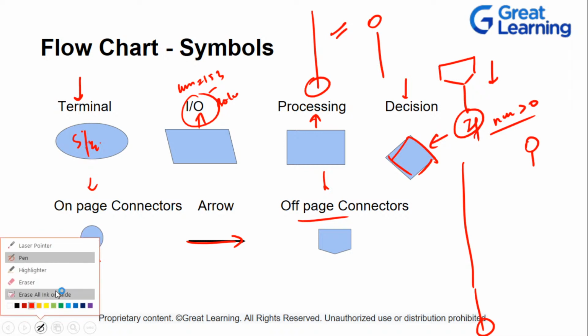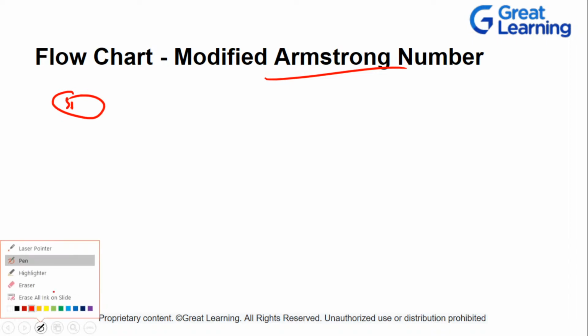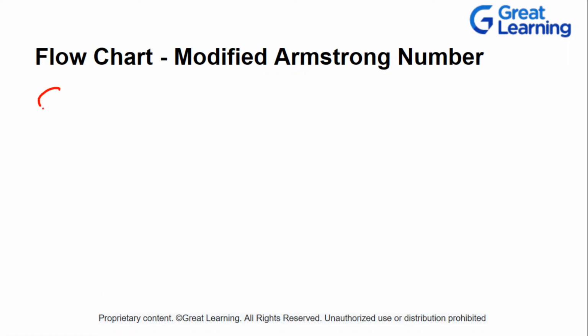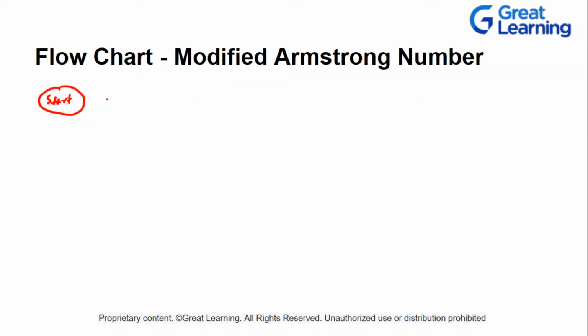Okay, cool. Let me clear it out and show you how you write the flowchart of this modified Armstrong number. As I told you earlier, guys, if you are not able to understand any step, please let me know in the chat. So you have to start from here. You write the start, that is the terminal, and I will end with the same terminal.